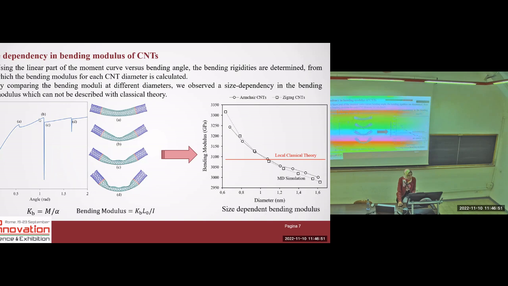And then we obtained the moment versus angle curve for nanotubes, and using these curves and some formulation for the bending modulus, we obtained the bending modulus of carbon nanotubes.